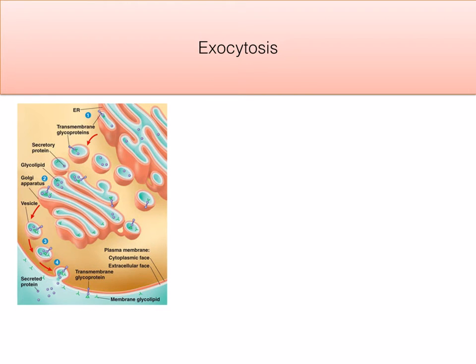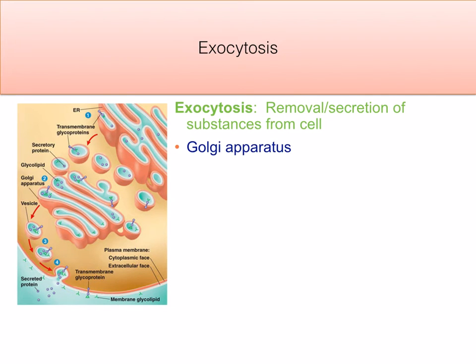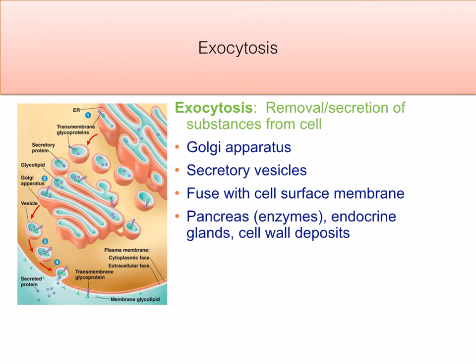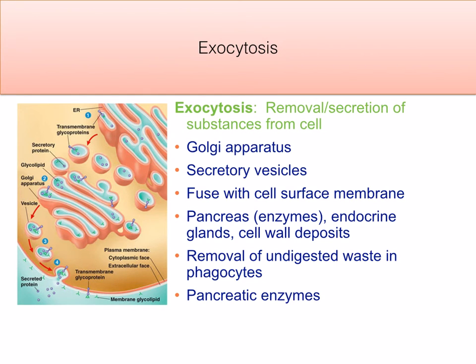Okay, let's move on to exocytosis. Exocytosis is the removal or secretion of substances from a cell. Vesicles bud off the Golgi apparatus to form secretory vesicles. These fuse with the cell surface membrane and their contents are expelled into the medium outside. Examples include enzymes being released from the pancreas, endocrine glands, and cell wall deposits. Also the removal of undigested waste in phagocytes, as we've discussed, pancreatic enzymes, and the release of hormones, for example, insulin.